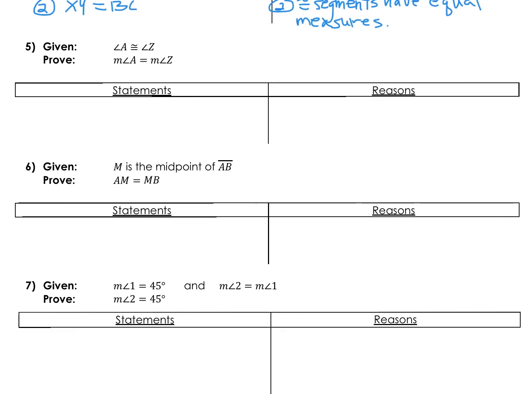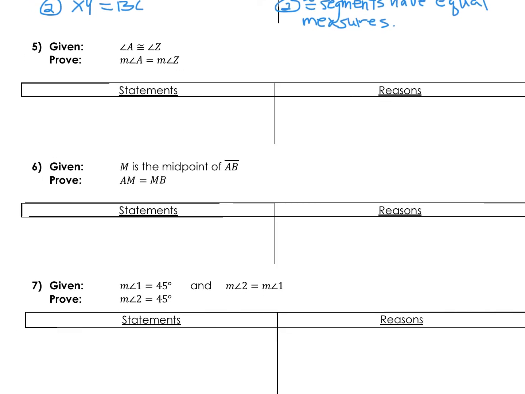Okay, so hopefully you did this on your own, and your very first statement is, of course, you're given. So angle A is congruent to angle Z. Reason, given. So good job if you're starting to get that down. And then we can go directly to statement 2 because all we're going to do is a change in notation, going from congruency to equality. So the measure of angle A is exactly equal to the measure of angle Z.